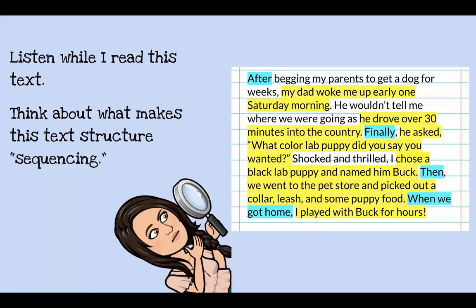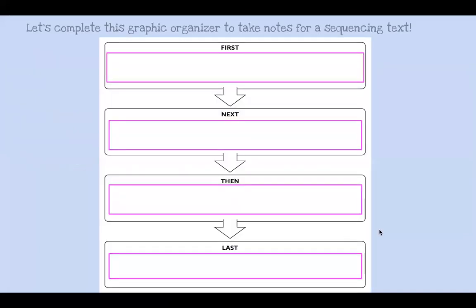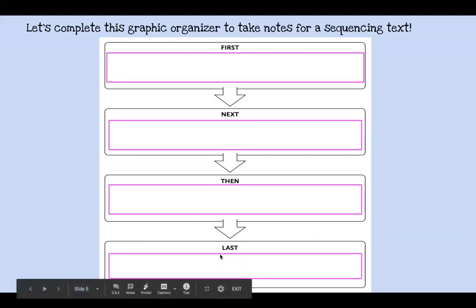So that's important for sequencing, beginning to end. Okay, so now how would we take notes for a sequencing text? So here's a graphic organizer that we're going to complete together to take notes for that text. And there's always an order. So there's a box and then an arrow that leads to that, that leads to that, that leads to that.